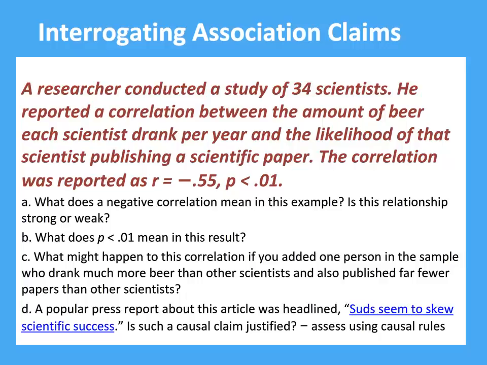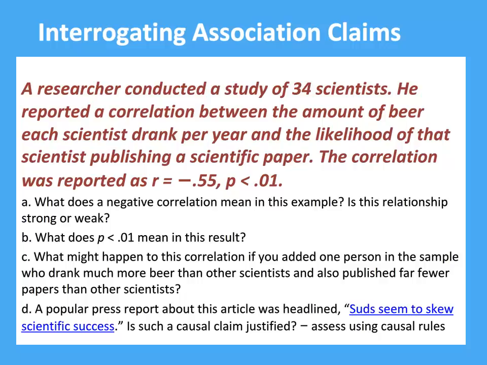It could be that more beer drinking caused fewer publications. Maybe they were busy drinking beer, so they had less productivity. Or it could be that because they weren't getting things published, it caused them to drink more beer. And we have no idea which direction that relationship will go, or if there's some third variable that we haven't even measured, because we did no manipulation whatsoever. We're just measuring two variables after the fact. And so temporal precedence can't even be assessed with an association claim. So it does not meet the criteria for temporal precedence.